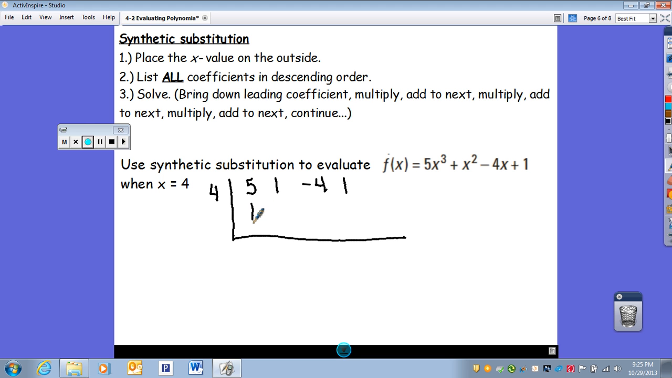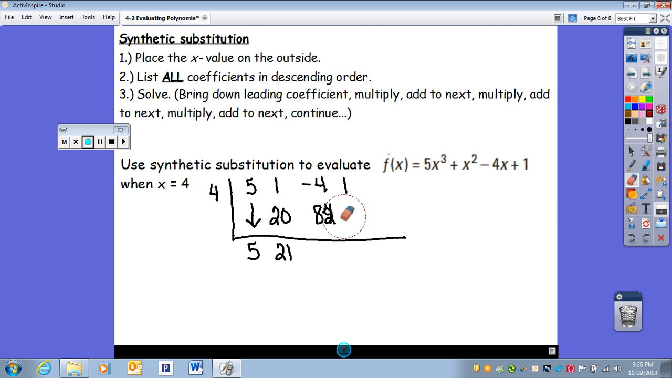Following the rules, the first thing we're going to do is bring down the leading coefficient, the 5. Then we're going to multiply our x value times our leading coefficient, which is 5, and we're going to put that answer in our second row. Then we add the two of these together to get 21. Now we multiply again the 4 times the 21 and put our answer again in that second row, which is 84. And then we're going to add those two together. And when we add them together, we get 85.